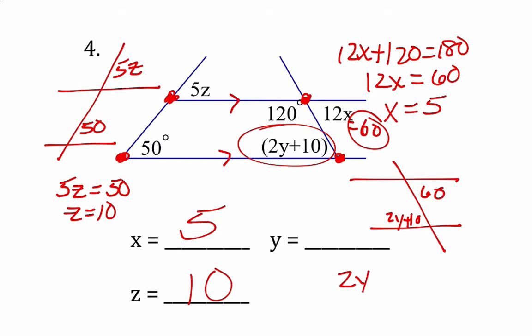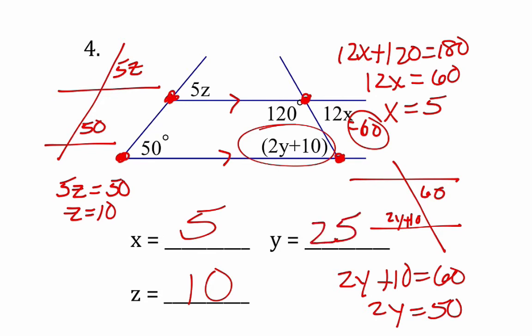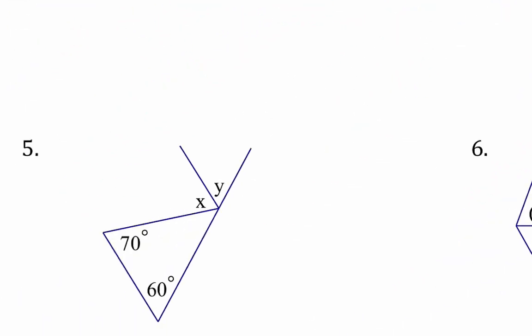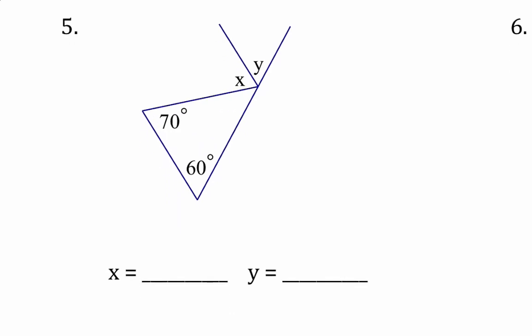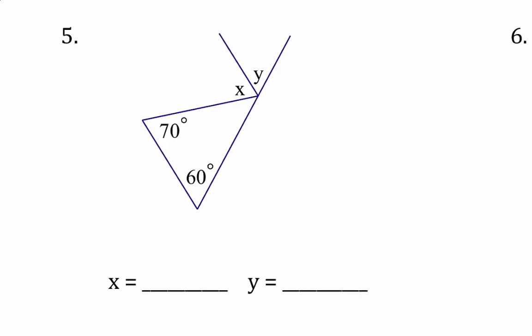So that means my 2y plus 10 equals 60. So 2y is equal to 50. So when I divide by 2, I'm going to get y is equal to 25. So the whole idea here is to recognize the relationships and use them to find the missing angles in the picture. Let's do number 5.